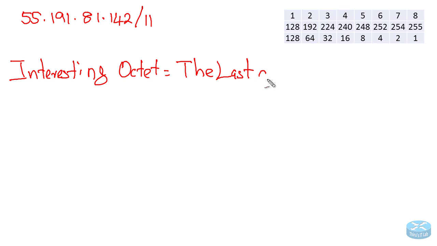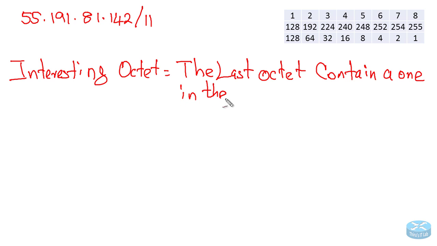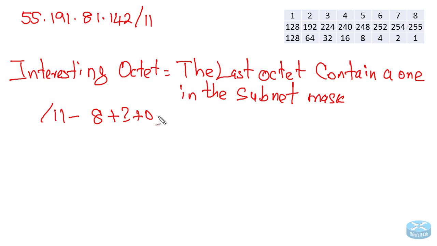The last octet that contains a 1 in the subnet mask. So in this case, what do we have? We have /11, so 8 plus 3 plus 0 plus 0. So what is the interesting octet? The last octet containing a 1. Which one is the last octet containing a 1?